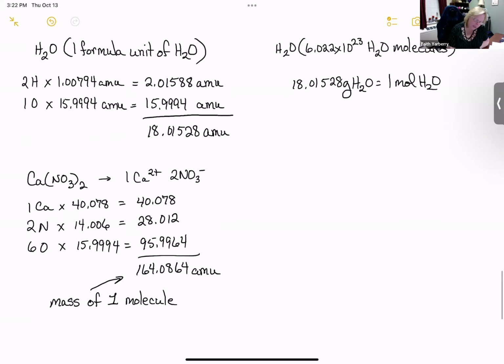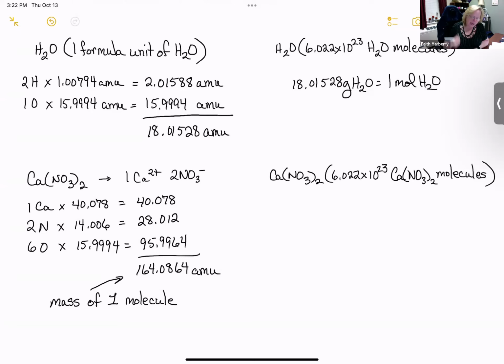But as we keep going, calcium nitrate, if we're going to talk about 6.022 times 10 to the 23rd calcium nitrate molecules, then we're no longer talking about atomic mass units. Now we're going to be talking in terms of grams. So it's going to be 164.0864 grams of calcium nitrate is equal to 1 mole of calcium nitrate.